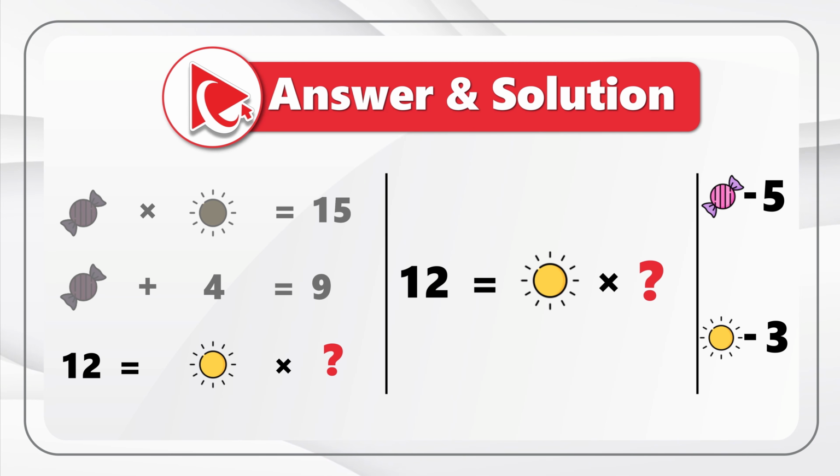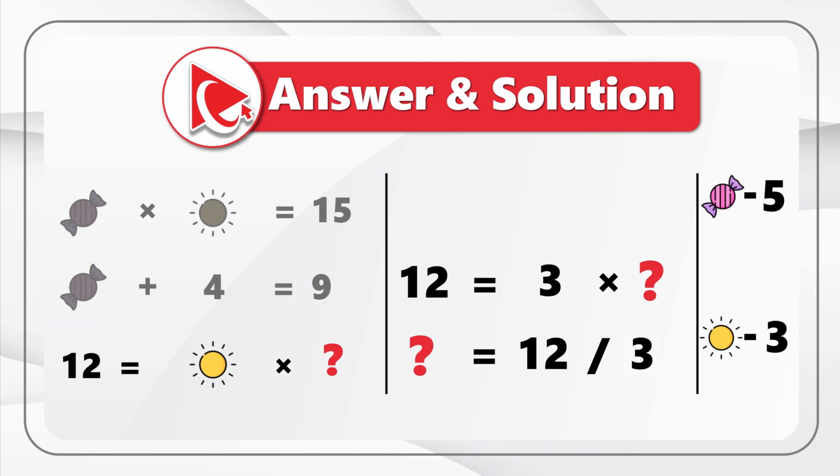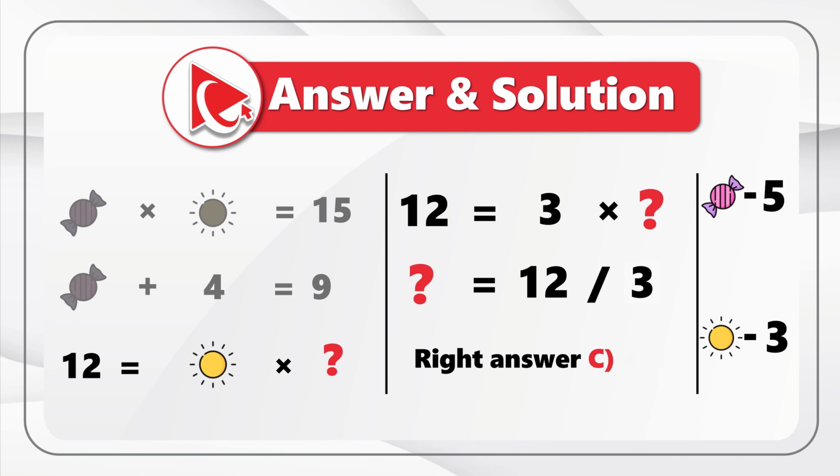12 equals sun multiplied by question mark. We know that the value of sun is 3, and we can substitute it, and the new expression will be 12 equals 3 multiplied by question mark. Question mark can be calculated by 12 divided by 3, so the end result would be answer C, 4.